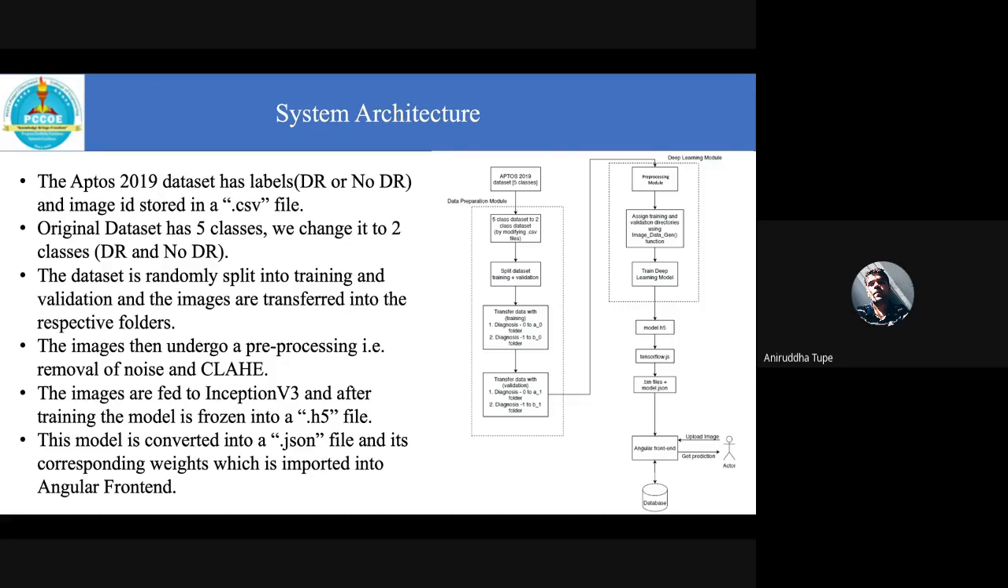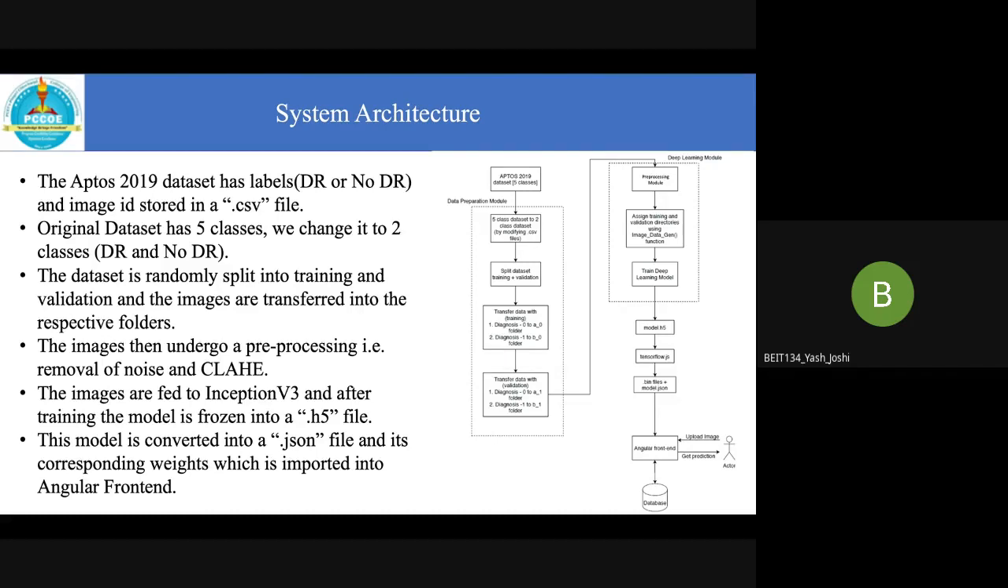So from here, Yash will continue. As Aniruddha mentioned, we will use the Inception V3 model. For that, the first step we required was to get a data set. So we are using the Aptos 2019 Kaggle competition data set. This data set basically has five classes, but those were unbalanced. There were a lot of images of class 0 and fewer images for the other classes. So we first converted that five class dataset into a two class dataset, and then the dataset was split into training and validation in the ratio 80 to 20.